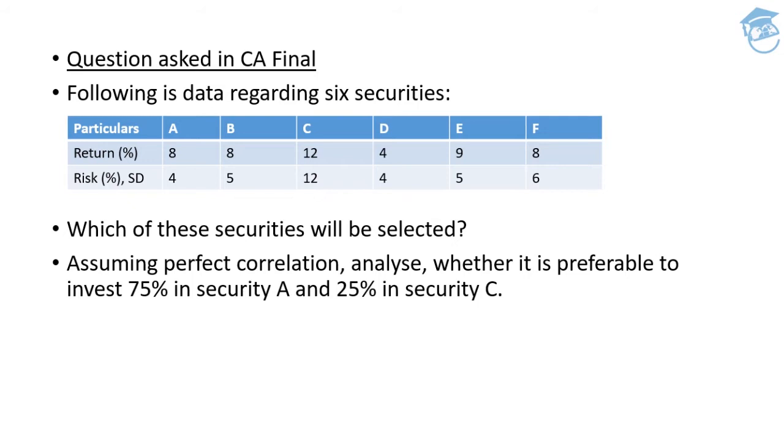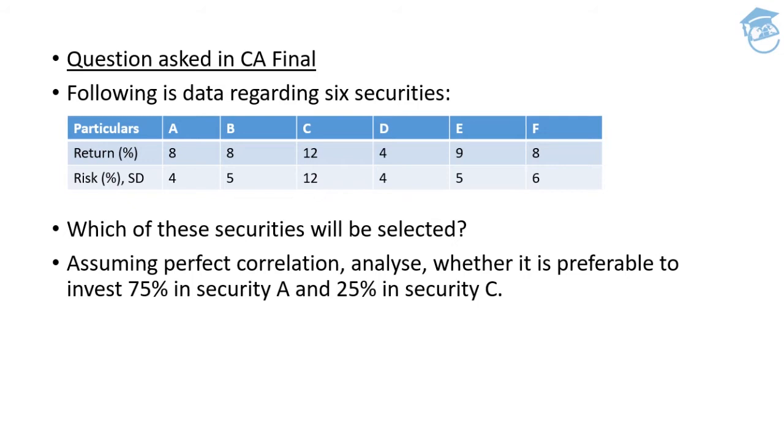E is providing a return of 9%. At the same time, they are providing you a risk of 5%. And lastly, F, which is providing you the return of 8%, and at the same time, the risk percentage is 6. Which of these securities will be selected?